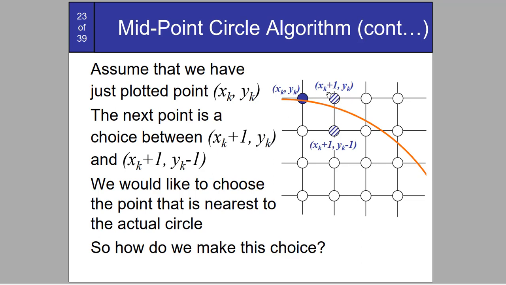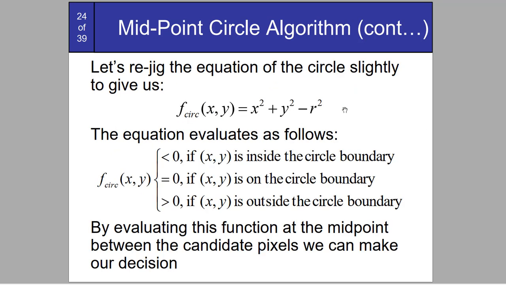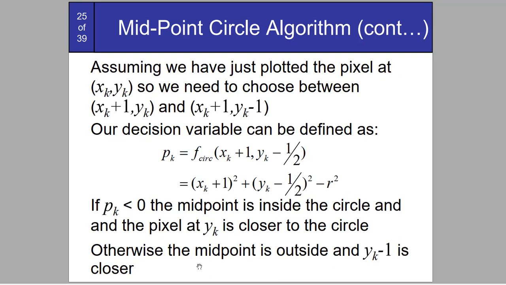If it is more than 0, we will choose this point. If it is less than 0, we will choose this point. And if it is 0, then we will choose this point. Okay, let's say. Okay, so here is the example. So by evaluating this function at the midpoint between the candidate pixels, we can make our decision which point to choose. Okay, now we continue this calculation just like we did for the line algorithm.